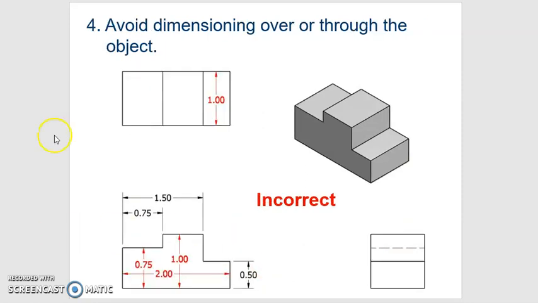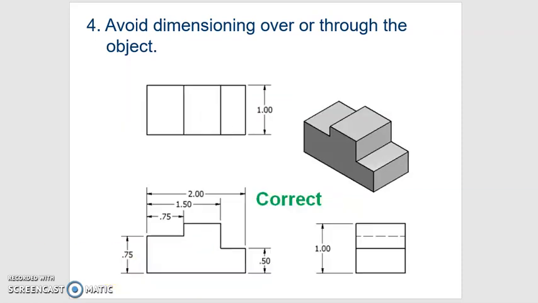Number 4, don't go through or over the object. You can see how this is inside. They want to always try to put them on the outside. This number should be out here or over here. This one should be up here, or even up here would be better than where they have it right now. And then the 0.75 would be right over here. Again, nothing on the inside of it. Try to keep it all on the outside. So don't dimension over or through the object.